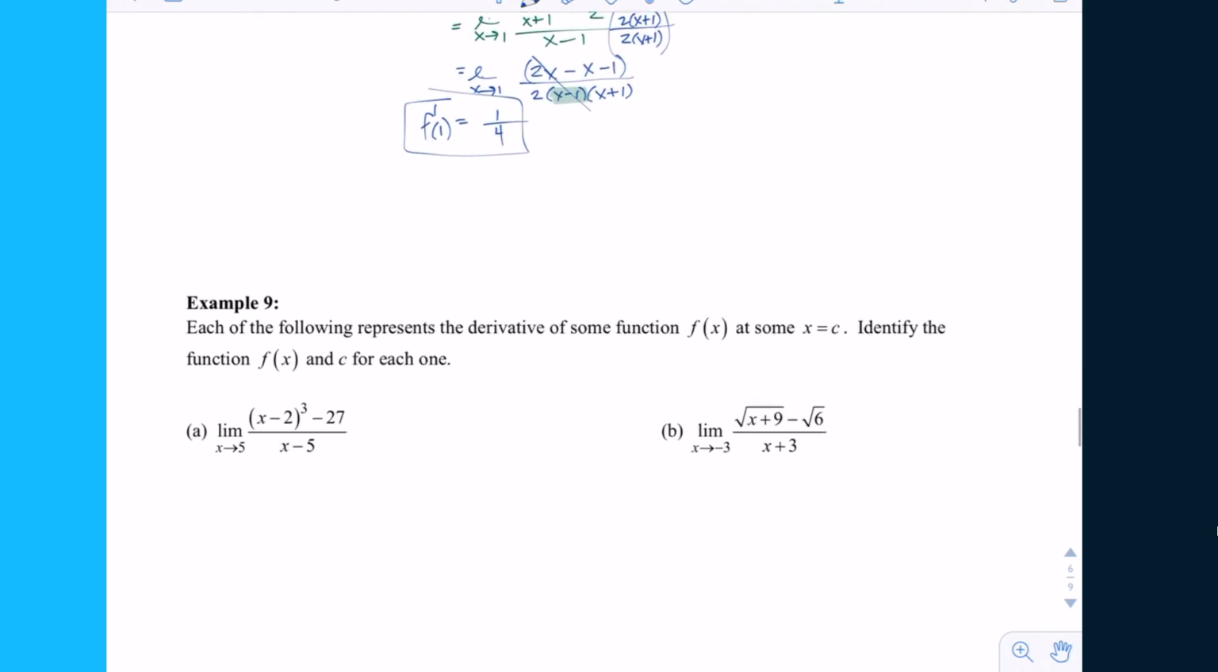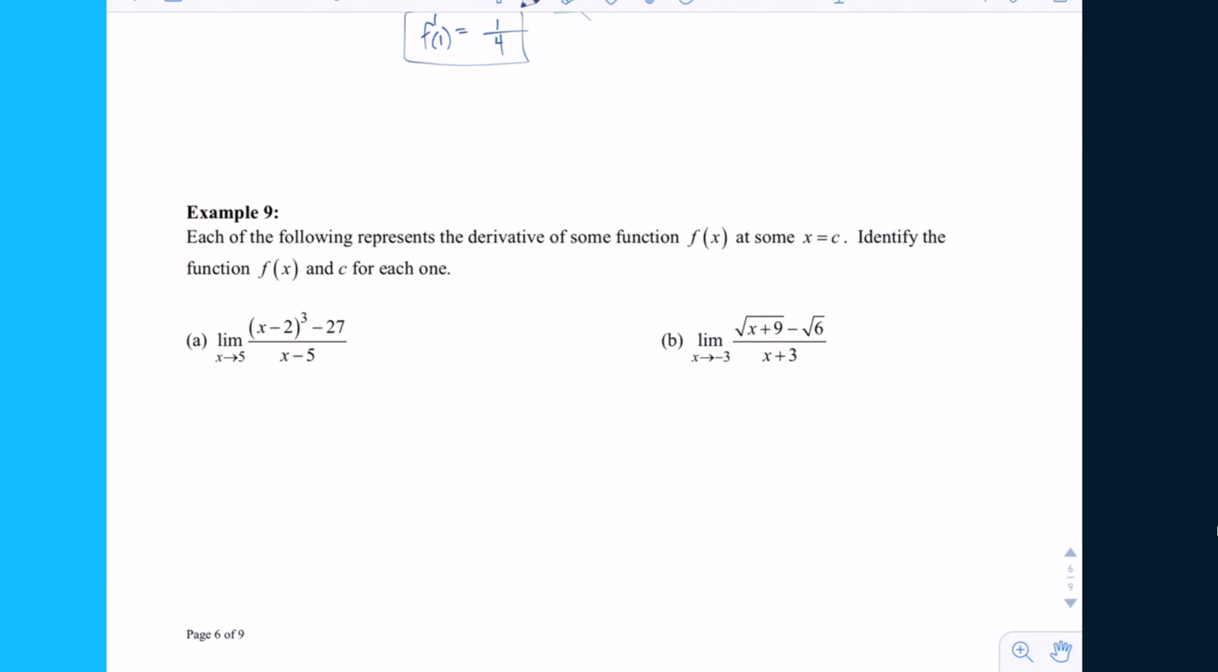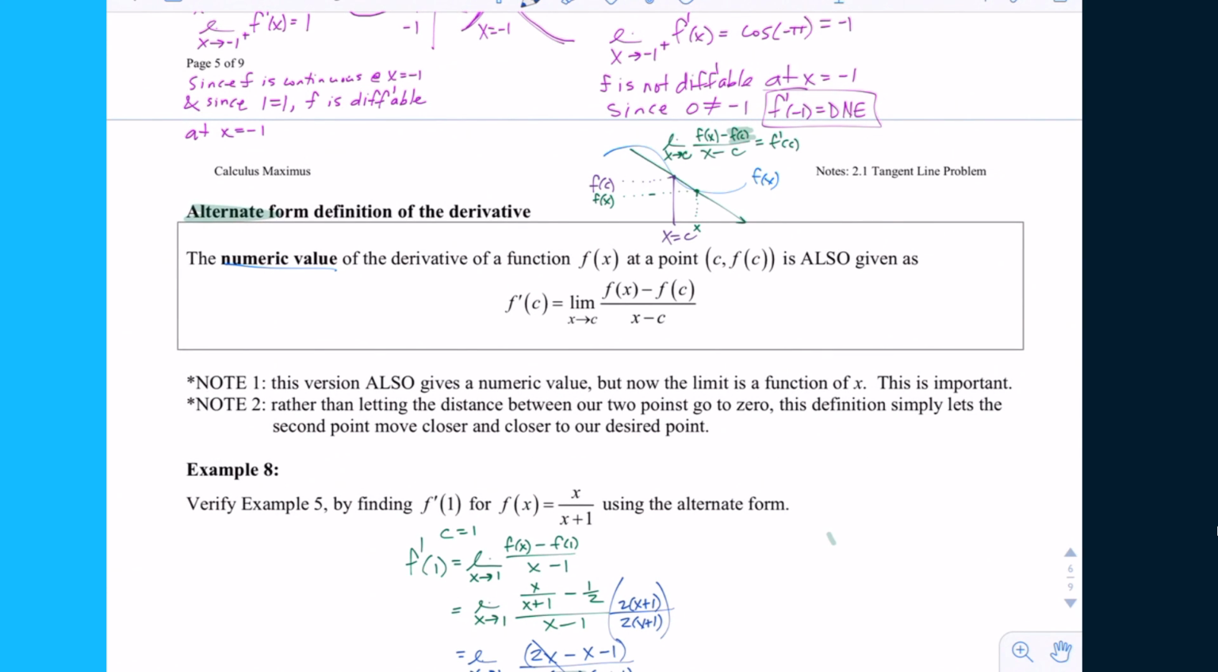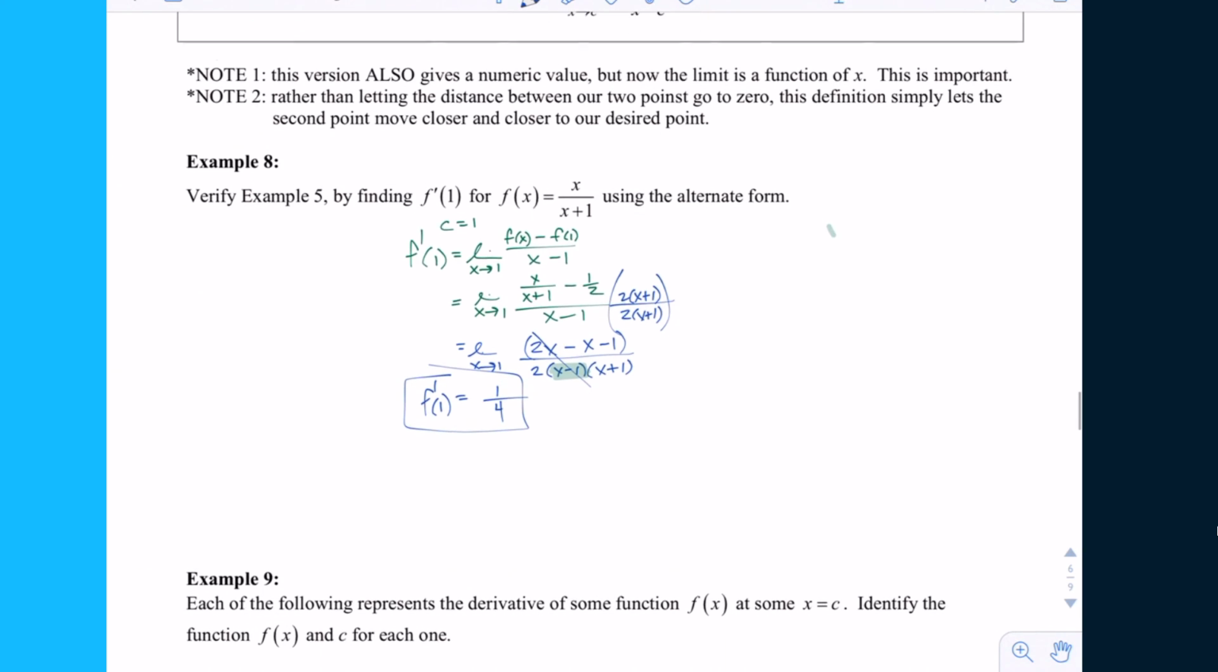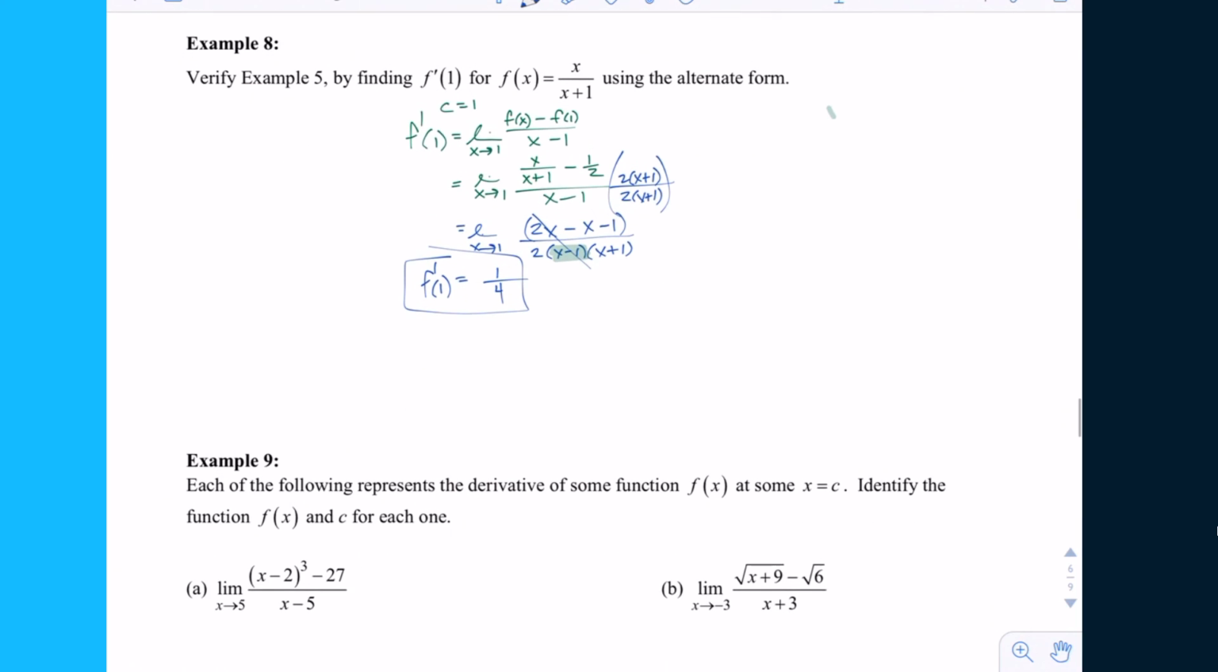Now, truth be told, we're going to learn some shortcut rules for finding derivative functions, that is, functions of x. And once we have those, without even setting up the general limit, we're going to be able to just drop in a value of 1. So you're not going to have to necessarily use the alternate form like we just did to find the disposable slope. So how are you going to be expected to use the alternate form?